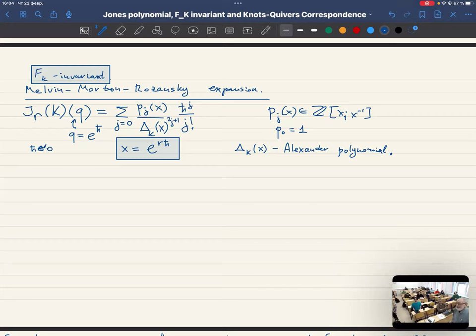Okay. I'll find it. Okay, so we have this expansion. And FK invariant is actually almost just this polynomial, almost this series, except that here we have some specific x, and the conjecture is that there is some kind of knot invariant which is precisely with this expansion, so it's two variables, it's in x and q.